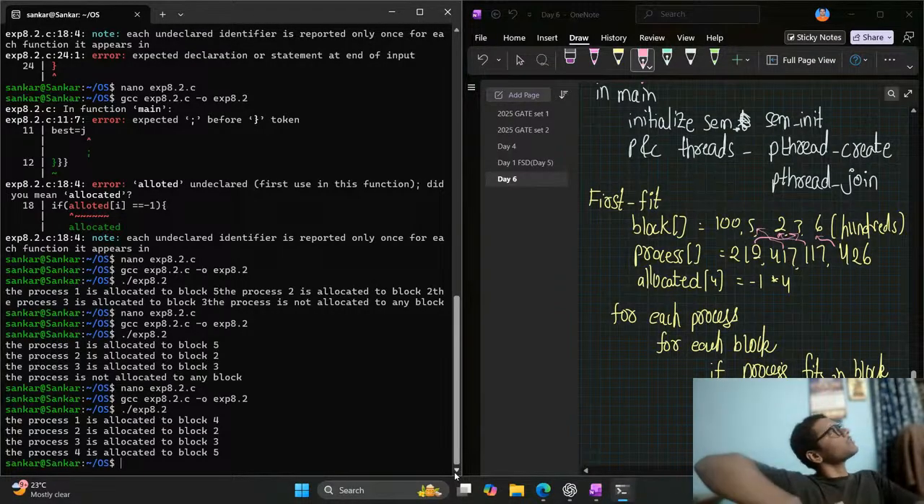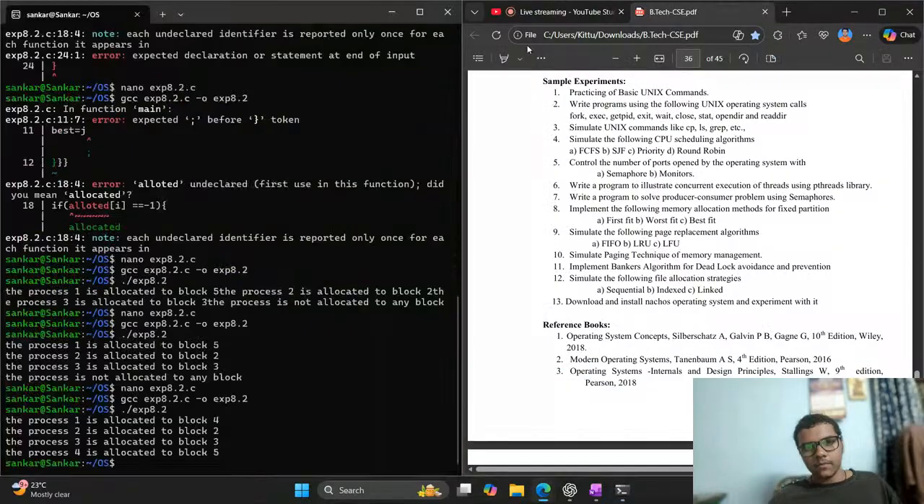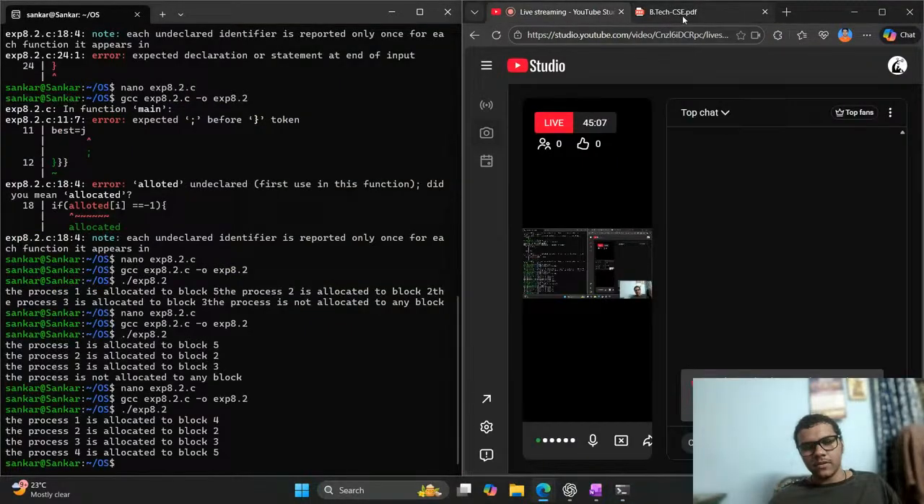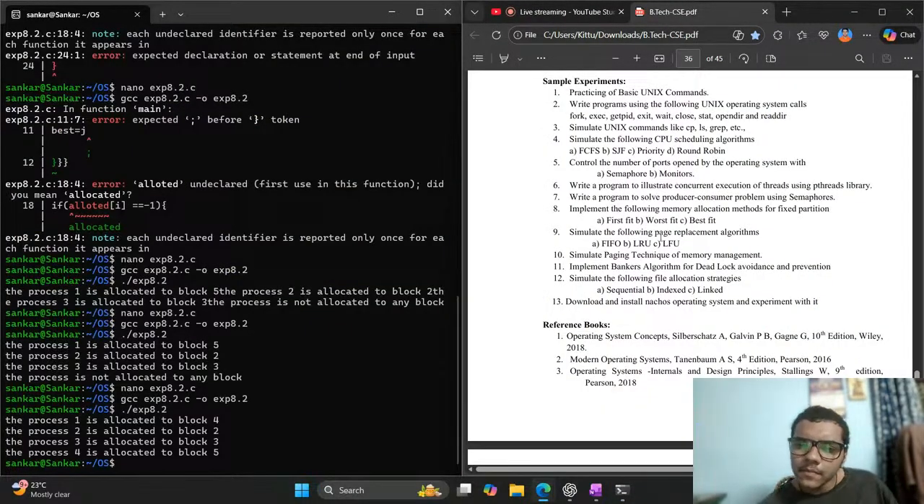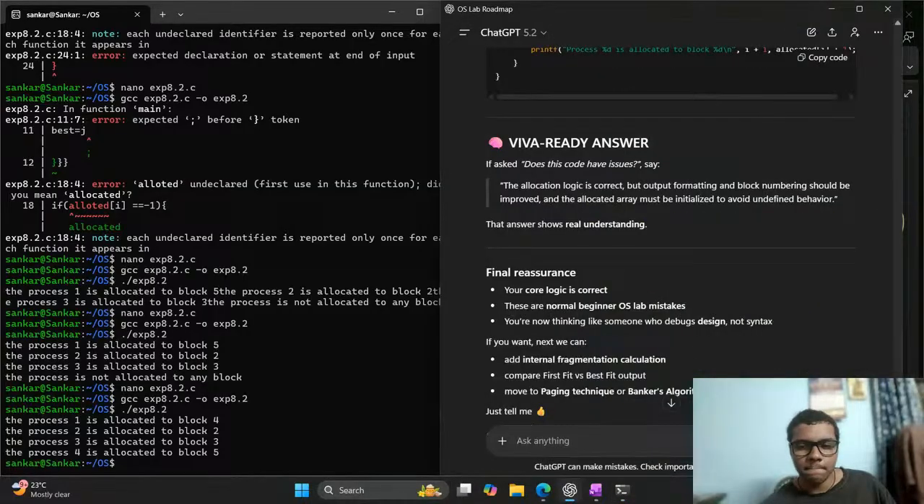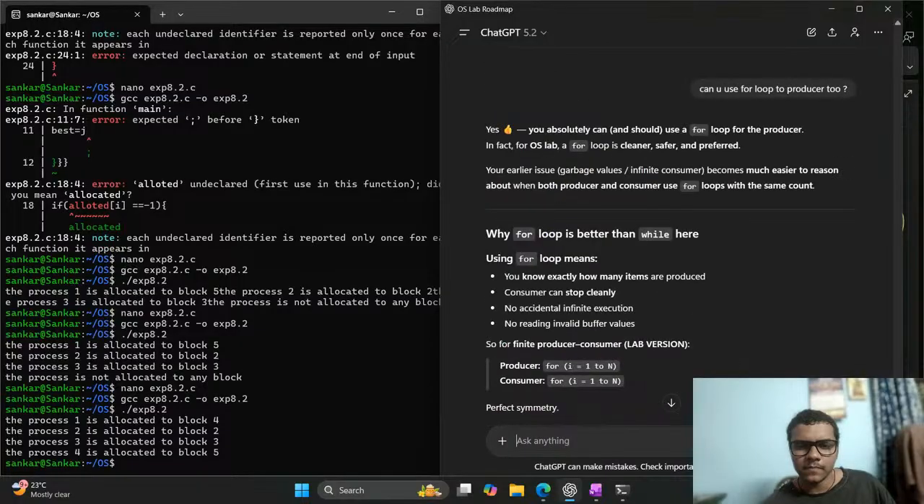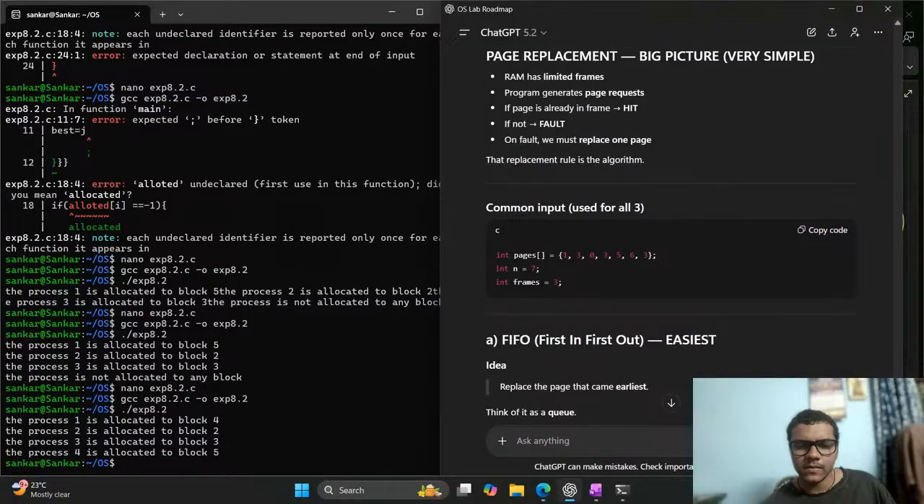We just need worst fit now. Should I write worst fit? Yeah, I should write. And this will be the 9th one. 9, 10, 11, 12. I don't think I have the capability to do 9 now. Or do I? Let's see.